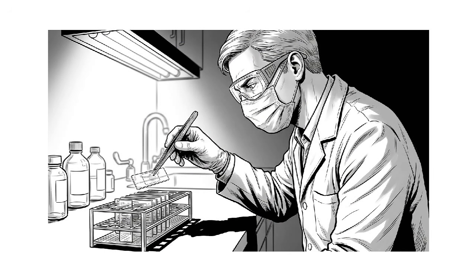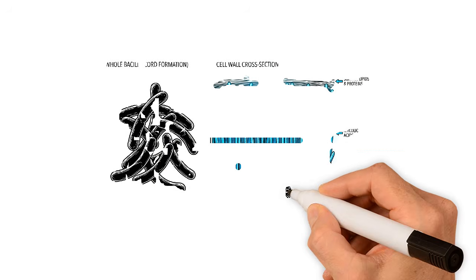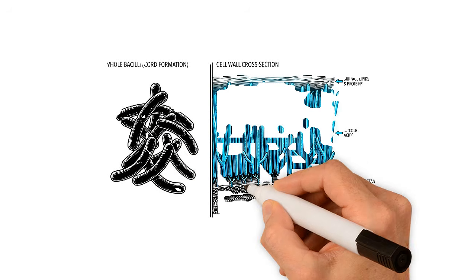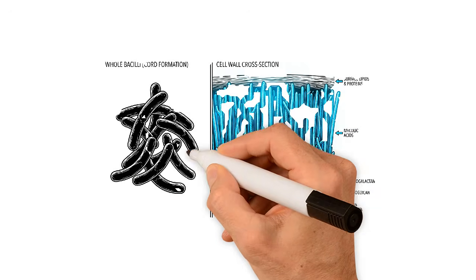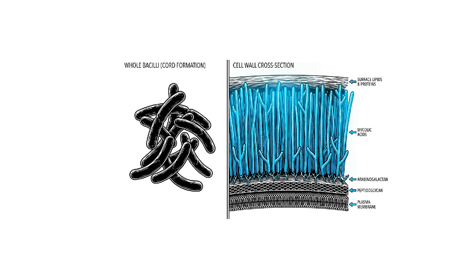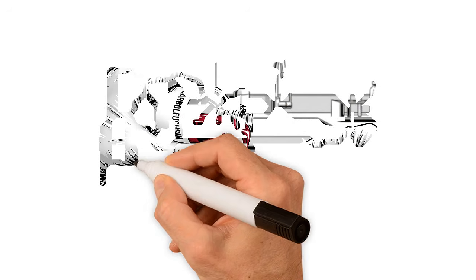So what is this cell wall actually made of? Their cell walls are packed with an incredibly high concentration of lipids, specifically, a waxy fat called mycolic acid. They're essentially encased in a dense, hydrophobic layer of wax. Microscopic raincoats. So how does a lab ever actually see them? You have to get aggressive.